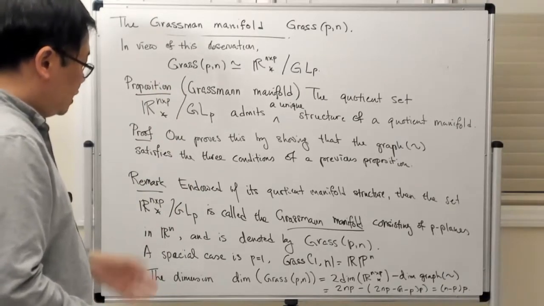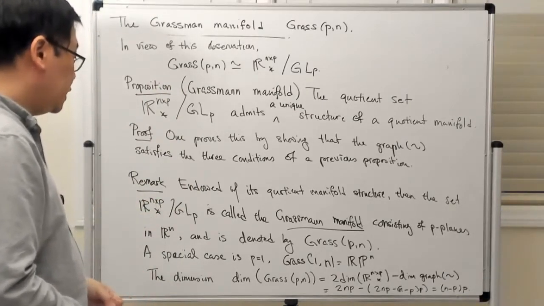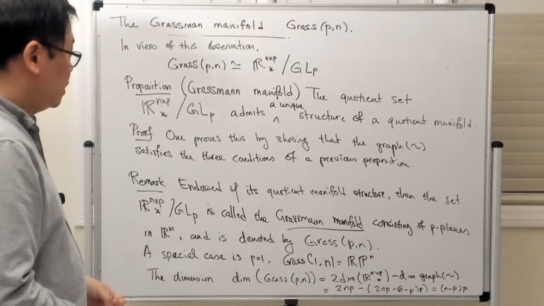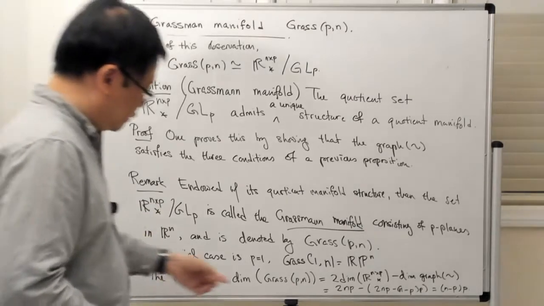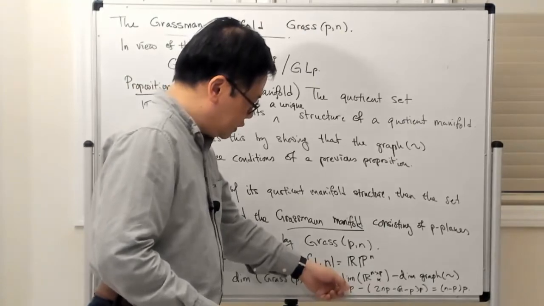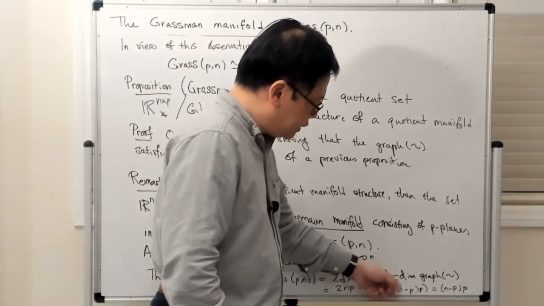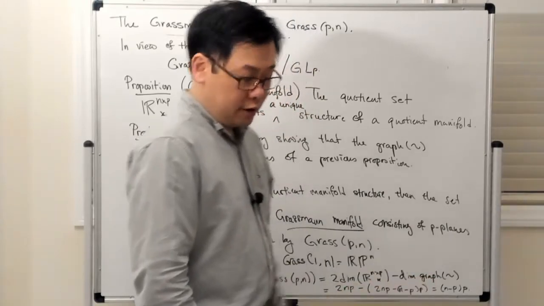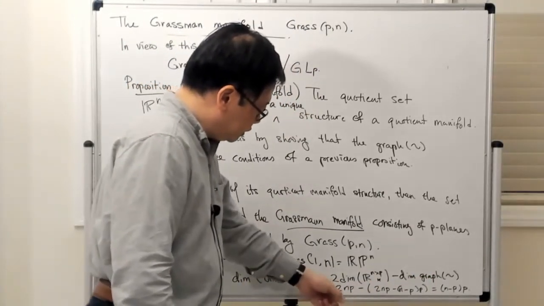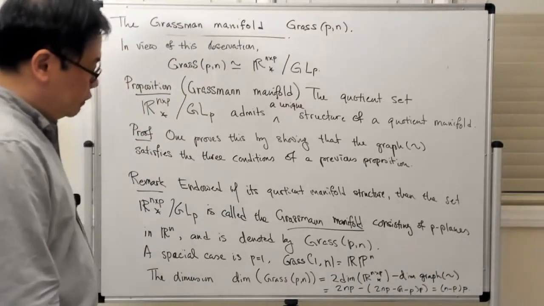Okay, and then if you recall, the result on quotient manifolds also tells you something about the dimension: 2 times the dimension of the space on which the equivalence relationship is defined, minus the dimension of the graph. And then some calculations give you that dimension.